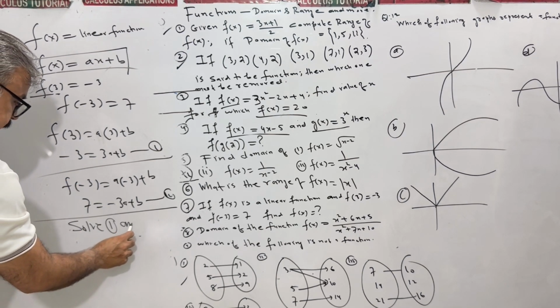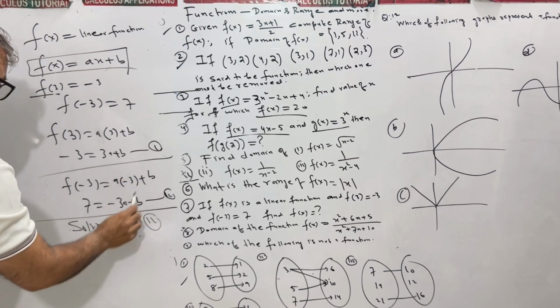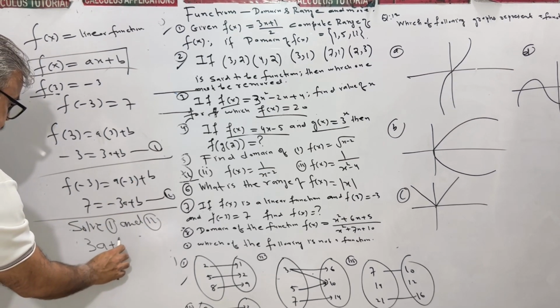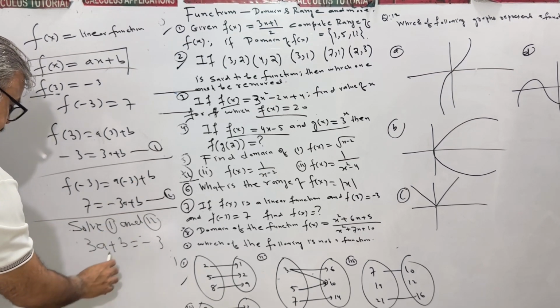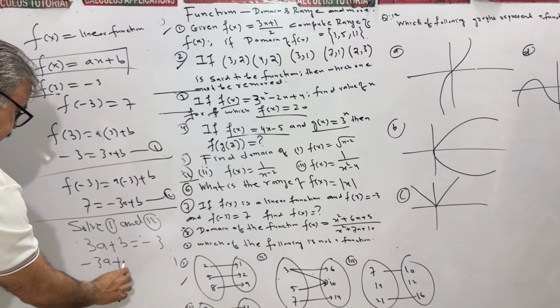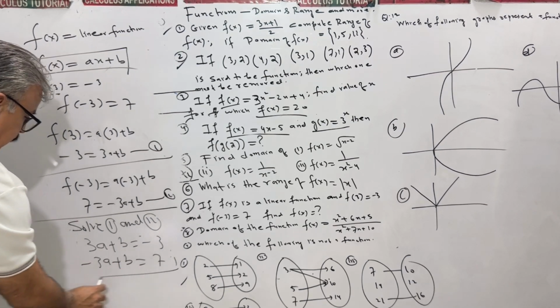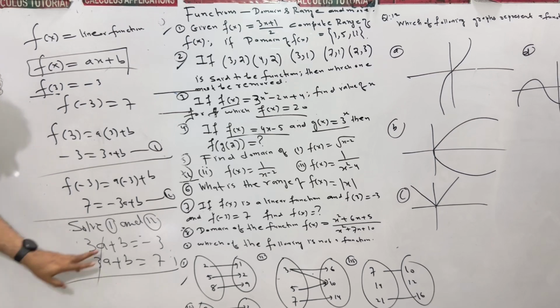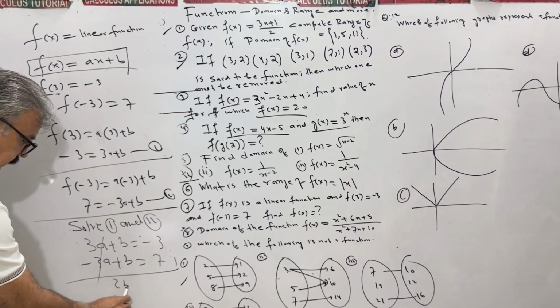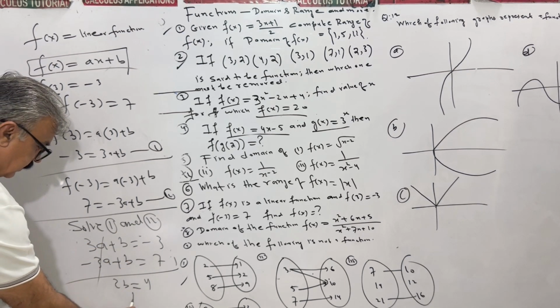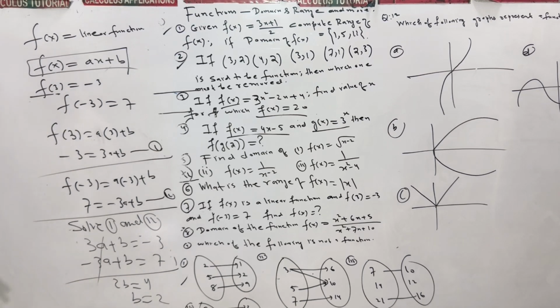Solve 1 and 2 like simultaneous equations. We have 3a plus b is equal to minus 3, and minus 3a plus b is equal to 7. First add, you will get the value of b. b plus b, 2b. 2b equals minus 3 plus 7, it's 4. So b is equal to 2.